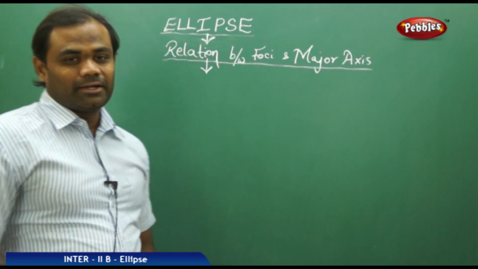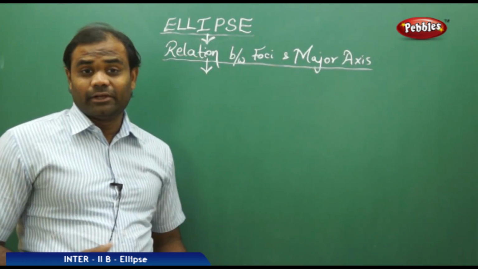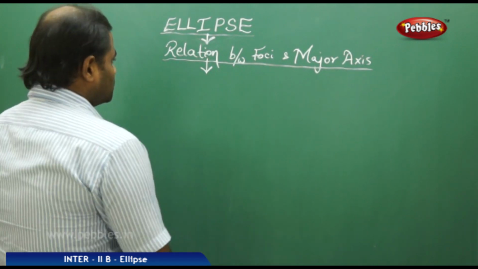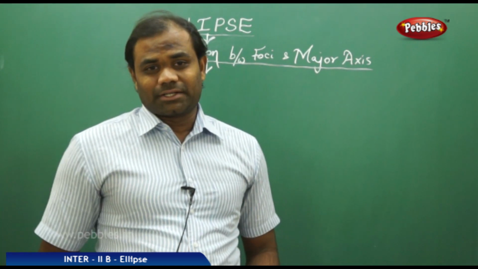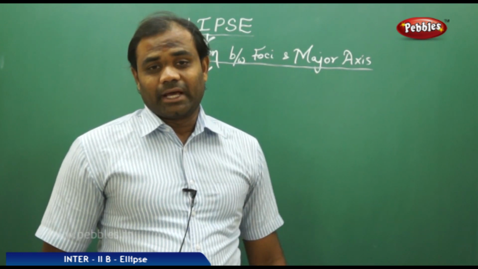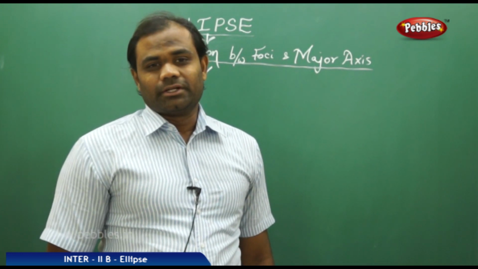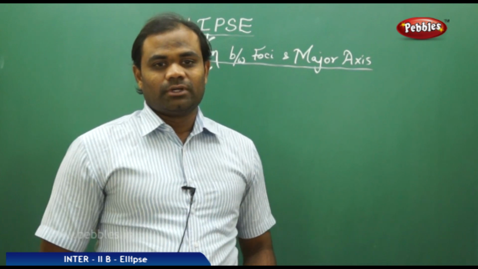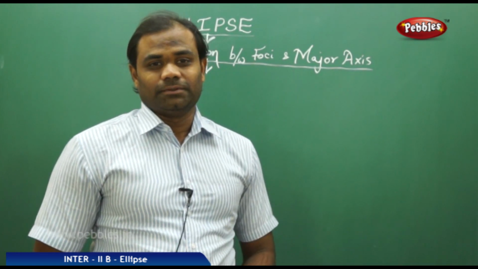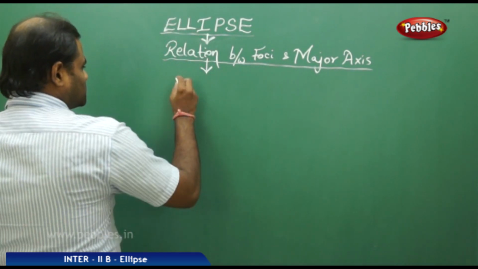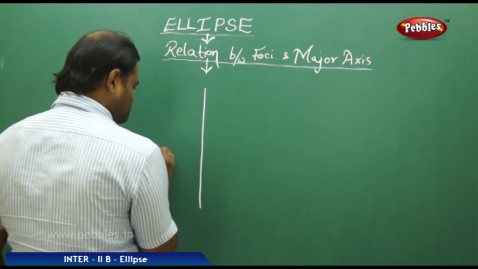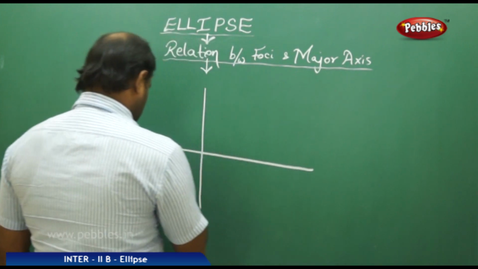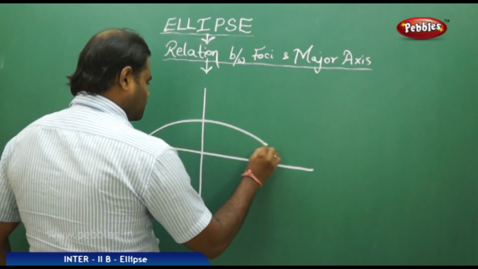Now let's take the standard equation of the ellipse with a greater than b and see what would be the relation between the foci S and S dash and the length of the major axis. They are very much related to a point on the ellipse, which we're going to see in today's session. So coming to this, the standard equation of the ellipse is x square by a square plus y square by b square equal to 1.